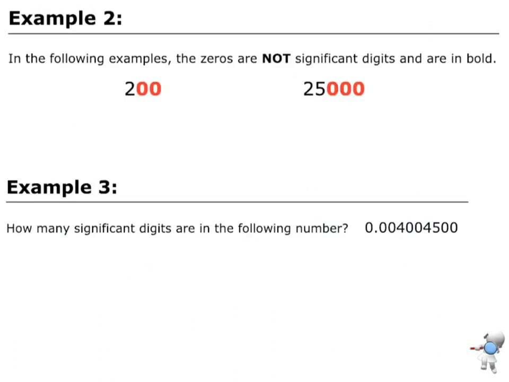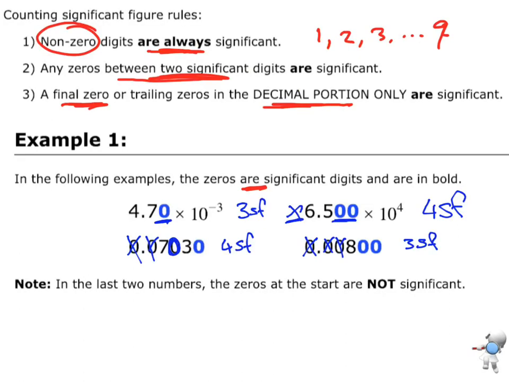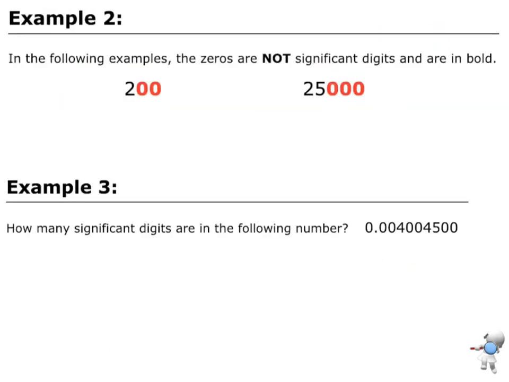Let's have a look at a couple of examples where it's not significant. Now remember that rule, it said that if they've got any zeros in the decimal portion only, it's going to be significant. So if I had the number 200, those zeros there are not significant. So this is only 1 significant figure. This one here, again, the decimal point is after it. Those zeros there are not significant. So that has been written to 2 significant figures. The value is still 25,000, but the number of significant figures that have been written is 2.